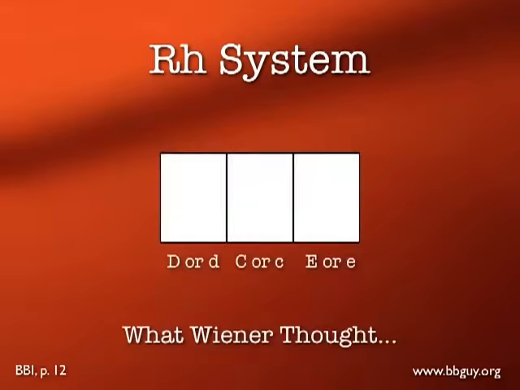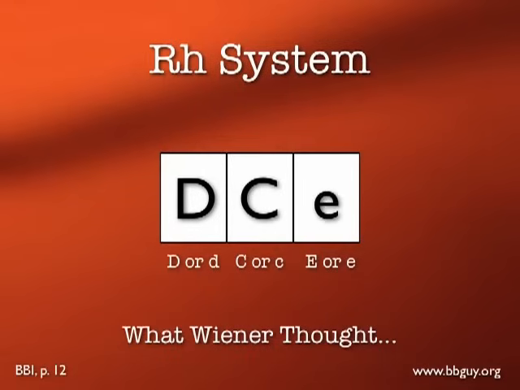His terminology is still used, though his understanding of the actual genetics was not quite correct. He believed that basically there were these three genes, or these three alleles, that you got as a group from each parent, a so-called haplotype, that you either got a big D or a little d, a big C or a little c, and a big E or a little e from each parent.